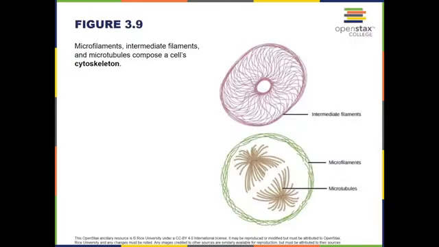So here's a general arrangement of intermediate filaments, microfilaments, and microtubules in a cell. You can see the intermediate filaments and microfilaments hang out closer to the cell membrane, so they provide a little bit more structural support, whereas microtubules are more specifically for cell division and acting as motor highways within the cell.